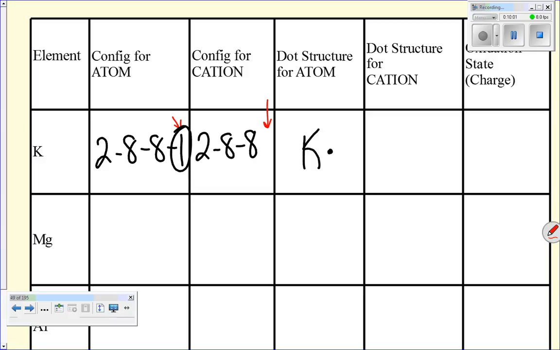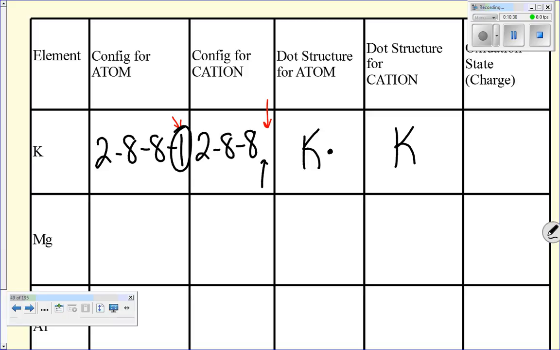Our dot structure needs to still show that same valence shell. The reason for this is because dot structures are showing bonding electrons. That electron was lost because it's bonding with somebody else. So we're now going to show our K, and it might be tempting to draw 8 electrons, but don't, because we really have no electrons there anymore. There's nothing there. So we're not going to show any electrons because we lost our 1 electron.